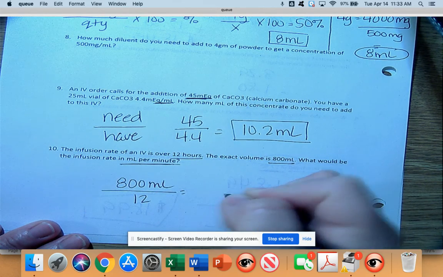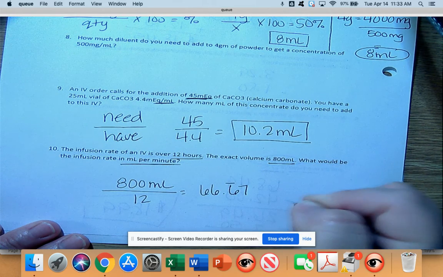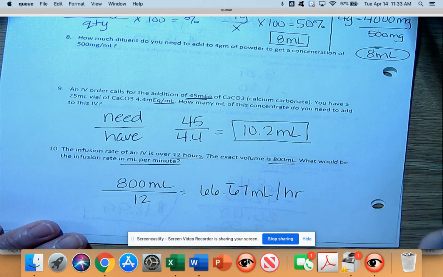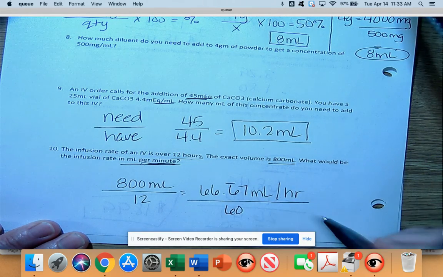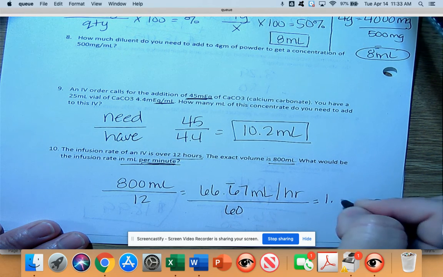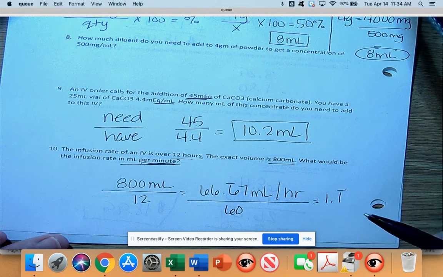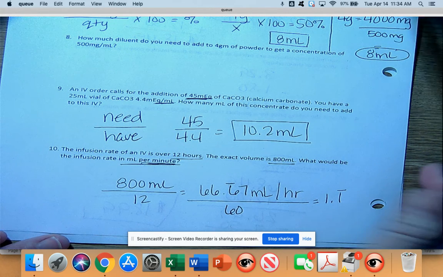I believe you get a weird fraction here, and I don't like that number. This many milliliters per hour. Okay, to get it per minute, we would just simply divide it by 60 because there's 60 minutes in an hour. And I believe you end up with another weird number of 1.1 repeated. So you may see a 1.1 as a multiple choice, or they may even bump that down to 1 mL per minute for you.